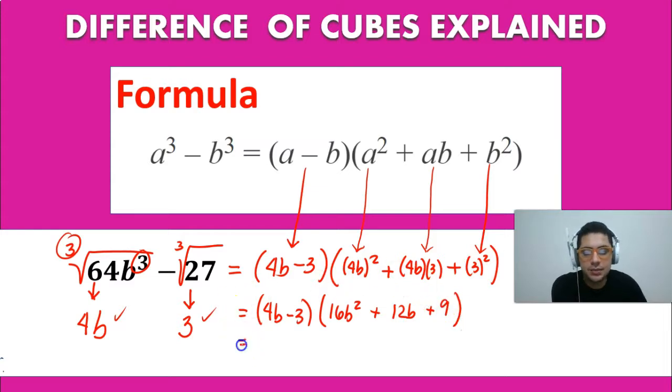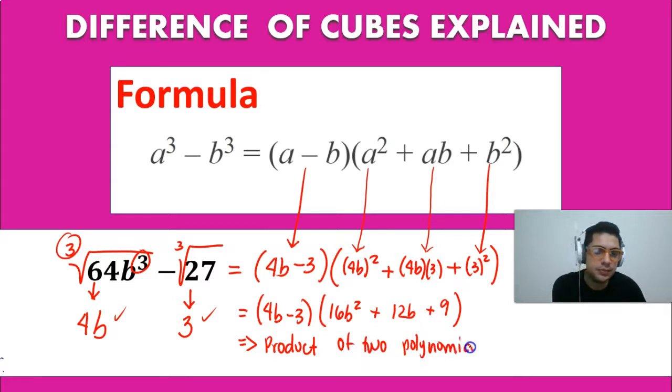Okay, so that means we're going to have this as a product of two polynomials, right? So the difference of cubes always is going to give us a product of two polynomials in the end. So in this case, the product is 4b minus 3 times 16b squared plus 12b plus 9.